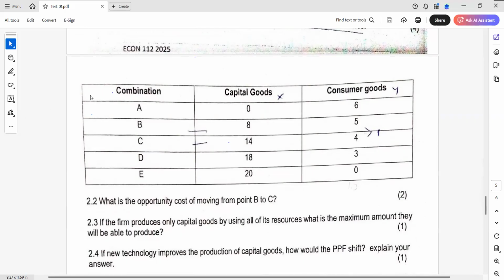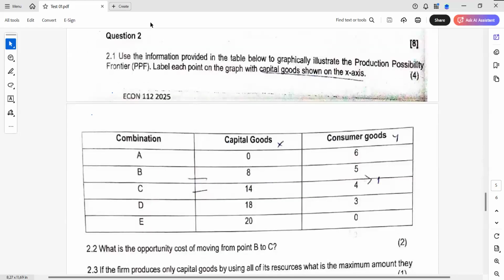I'm still concerned with that question. I do not have space here. I'm just gonna use this one.